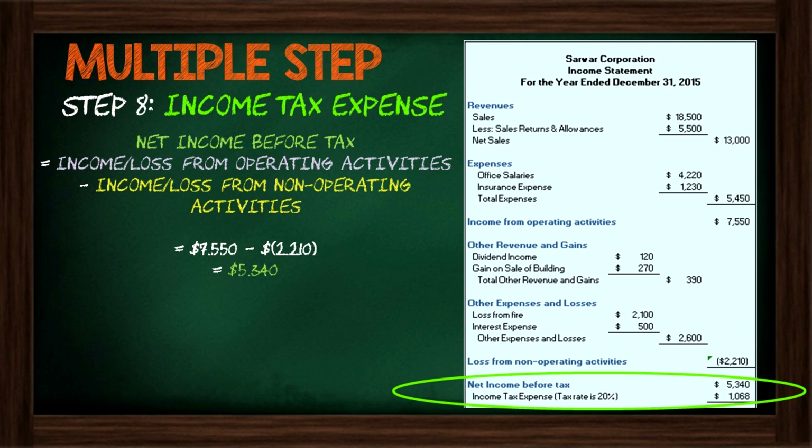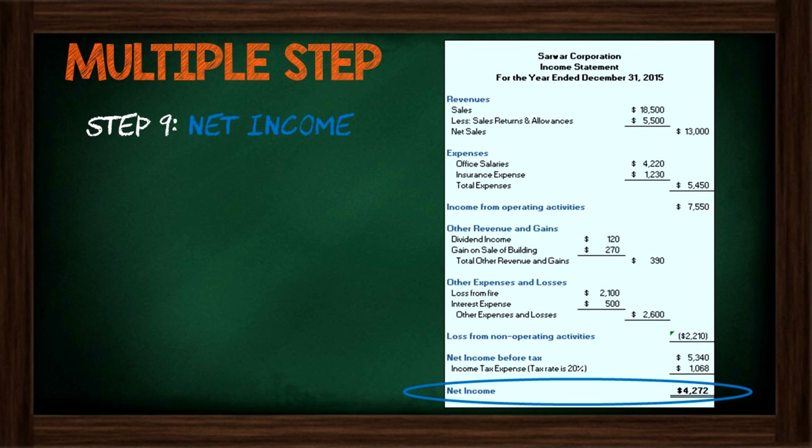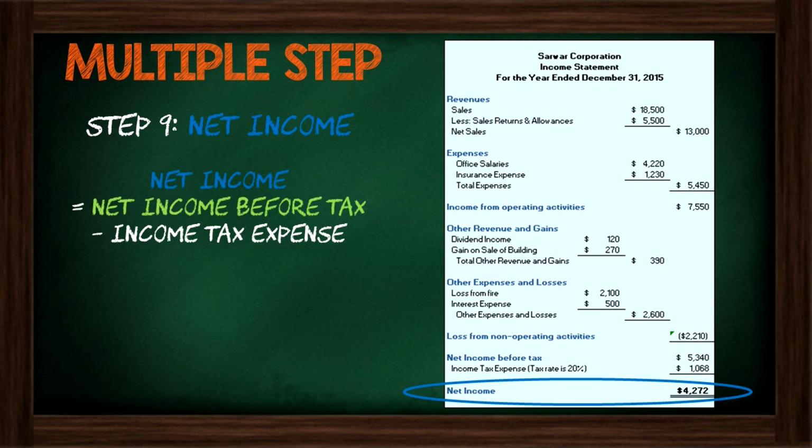And then to calculate our income tax expense, we just take our net income before tax and multiply that by the tax rate. Tax rate in this case is 20%, so 20% times $5,340 is going to give us $1,068 worth of income tax expense. And then finally, we just calculate our net income, which is, as always, our net income before tax subtracted by our income tax expense. So, net income before tax, $5,340, subtracted by $1,068 worth of income tax expense is going to give us our net income of $4,272. And then you're done.